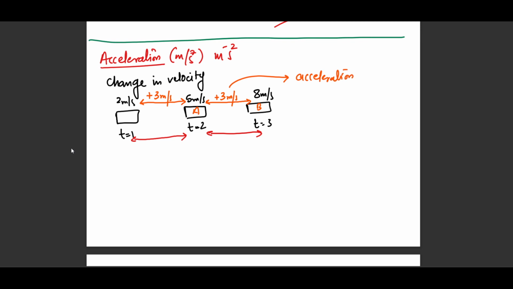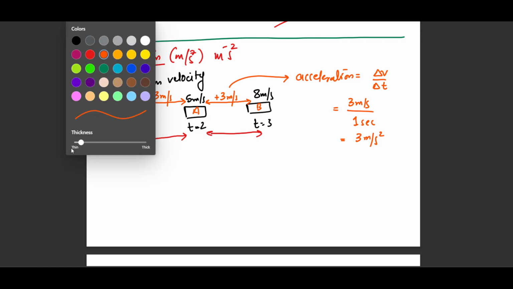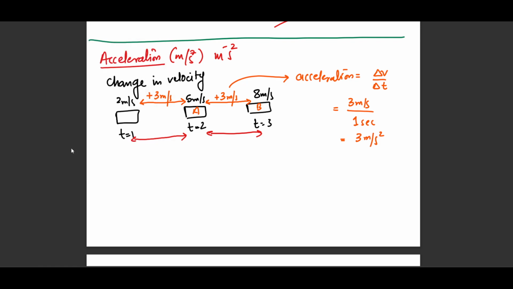Is the velocity changing? Yes, it is changing. By how much is it changing? It's changing by 3 meters per second for every unit of time that passes by. So acceleration is change in velocity with respect to time. We see that the velocity is changing by 3 meters per second in 1 second of time. So this becomes 3 meters per second square, right? So we have an acceleration of plus 3 meters per second square as this is being accelerated.